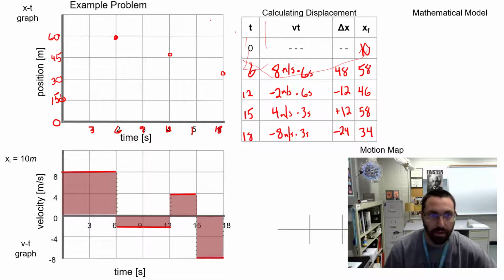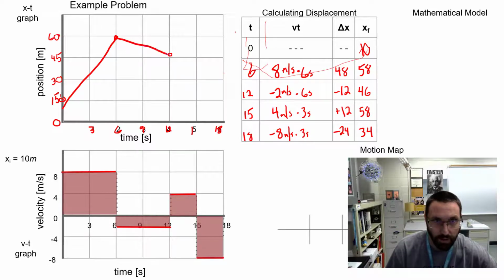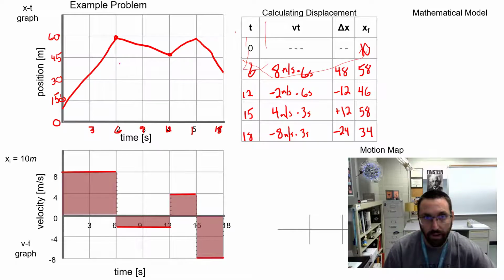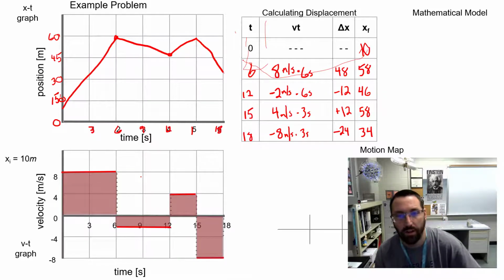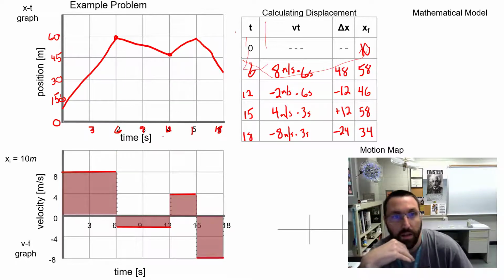And apparently my pen is messing up. So I'll just draw on roughly where the line goes. It should start at 10. So we're going to go up to just about 60, down to around 46, up to 58, and then down to 34. Now obviously those should be straight lines. I'm having difficulty drawing on here, but you should be able to go through and calculate or set up that graph.